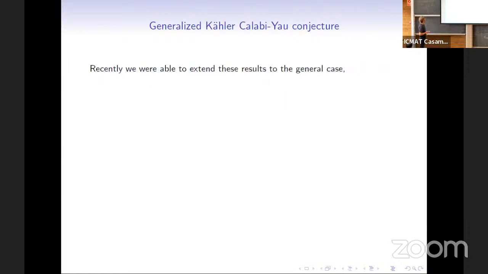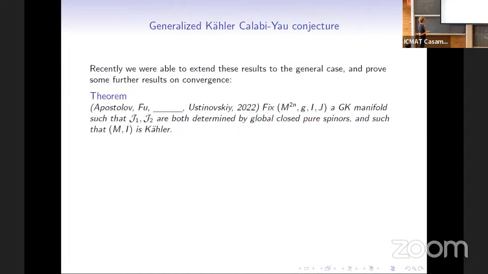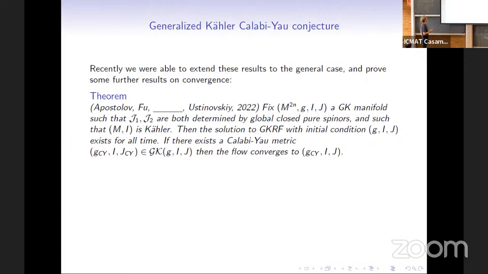And so in some recent, as yet unpublished work, we were extending these things to the general case and in fact going a bit farther. This is joint work with Apostolov, my postdoc Shin-Fu, and Yuri Yusunovsky. So I start with this GK manifold with the same setup. They're both defined by global closed pure spinors. And again, I have to ask for this Kähler background hypothesis, which of course is unsatisfying, but there it is. Then again, we prove the global existence. And here we prove a stronger convergence statement.